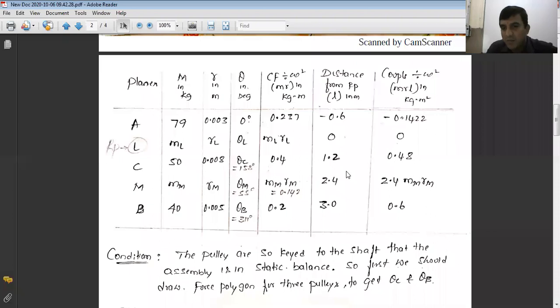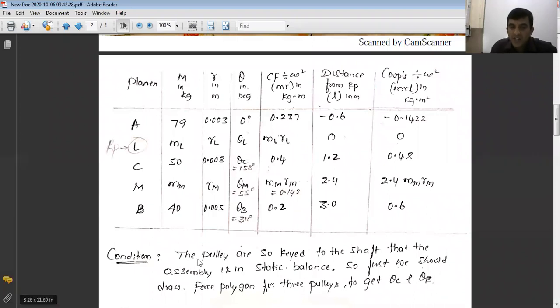The force polygon or the couple polygon? Force polygon. Why do you draw the force polygon first? See here, in the couple polygon there is only one known, the unknown is m, and m r m goes directly into the couple polygon. If you draw the couple polygon, I don't know the angular positions. Theta A only we know. Theta L, theta C, theta M, theta B are unknown. If you draw the couple polygon, it is impossible to complete. First, we'll draw the force polygon.